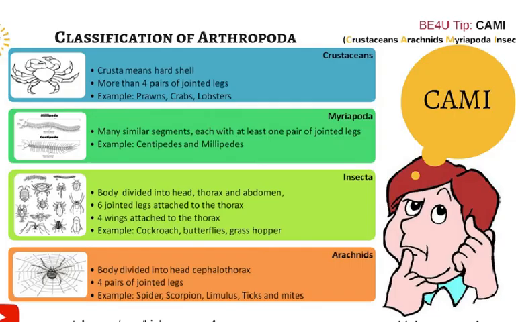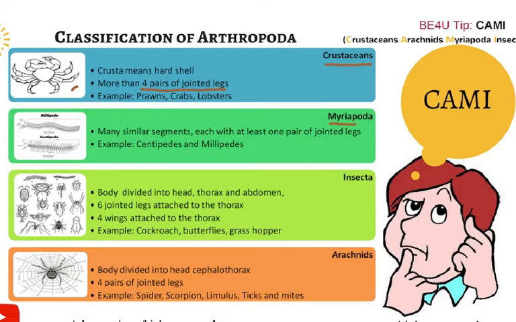Now, a quick look at the different groups. Crustaceans, they have a crust. I mean, they have a hard shell, and you can see this is the crab and the lobsters, all with more than four pairs of jointed legs. That's the most important thing. And they have an outer, very thick, hard crust.